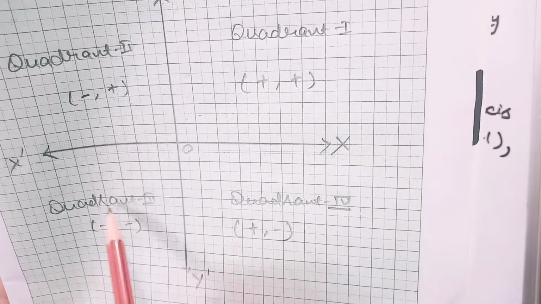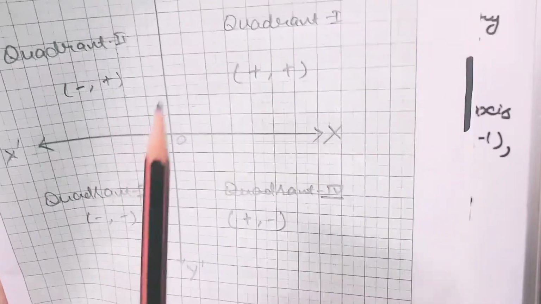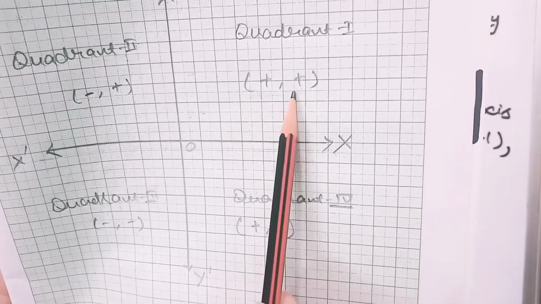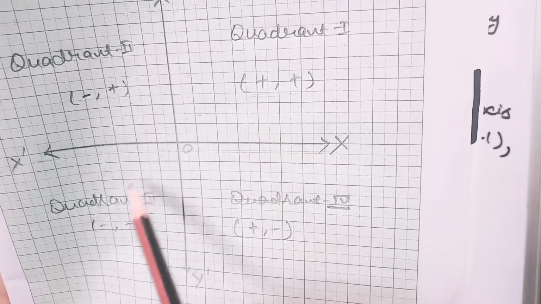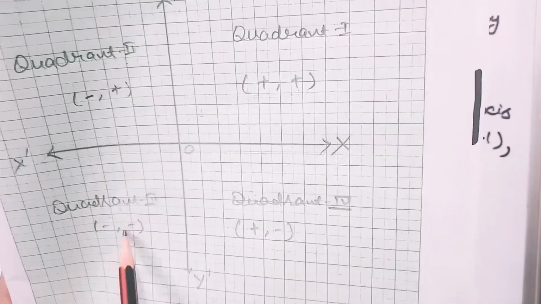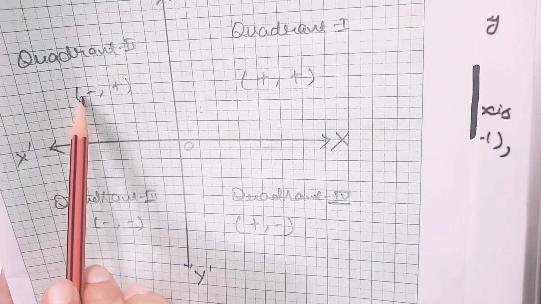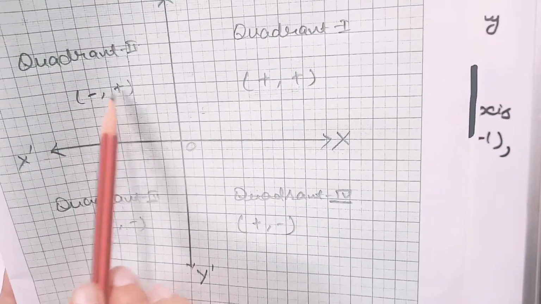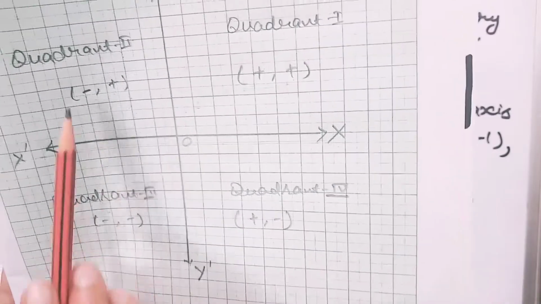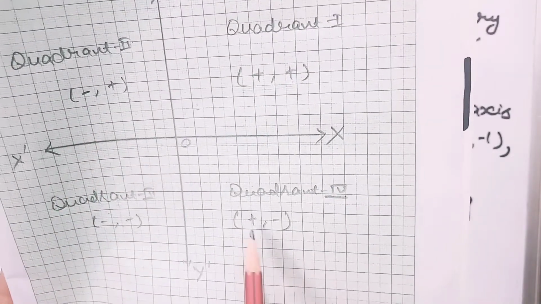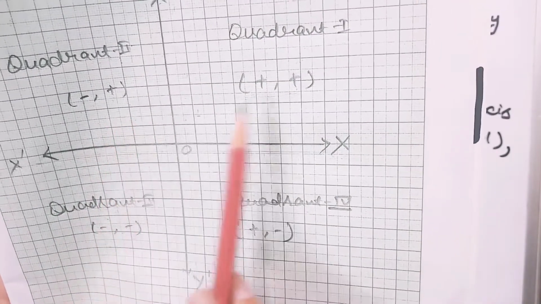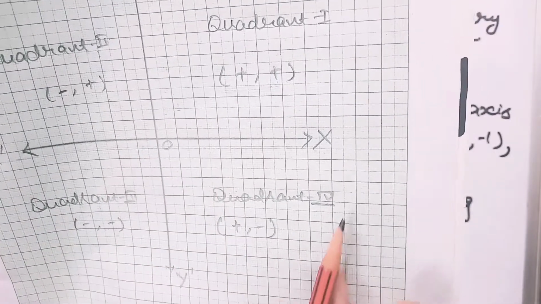So you can learn these signs by a trick. In this quadrant both are positive, and in the opposite direction both are negative, and in the second quadrant these are minus plus, and in the opposite side these are plus minus. So how will we locate these points in these quadrants?